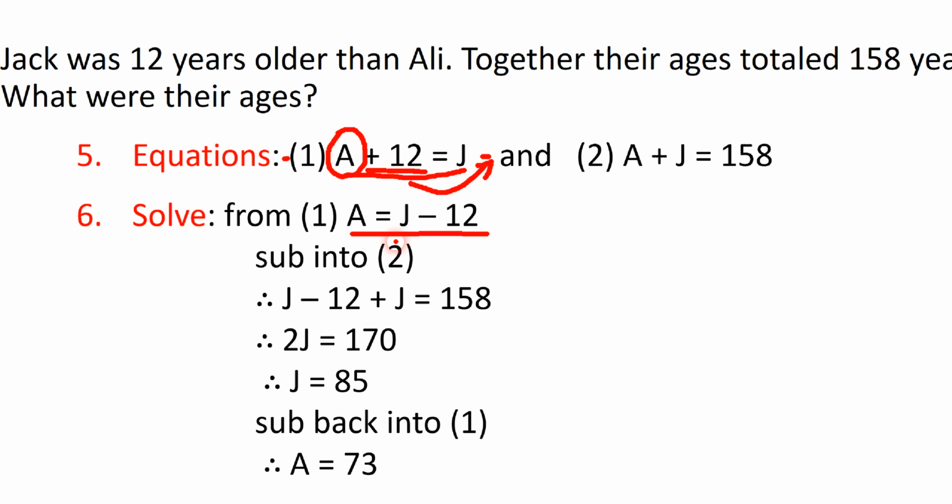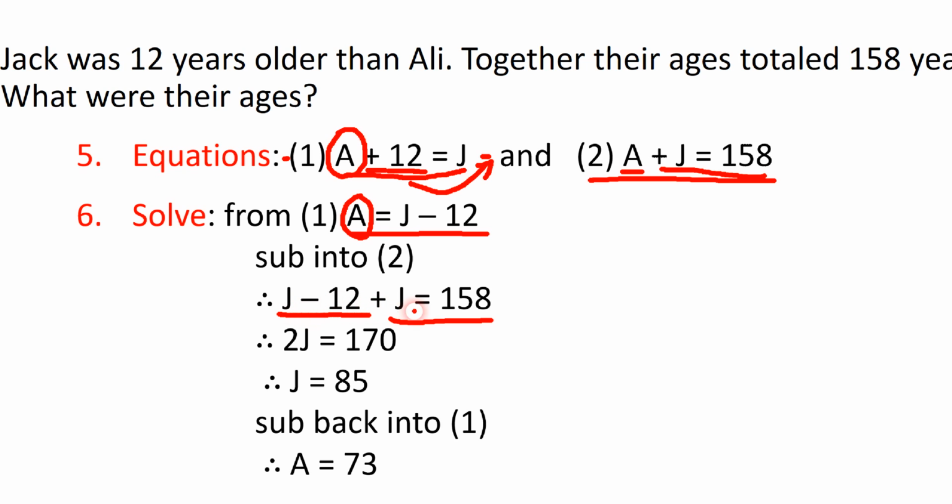So I have a equals to j minus 12, okay? So I have the value of a as such, right? Now I can put this into my second equation. Here is my second equation, okay? What I'm going to do is, in the place of a, I'm going to substitute for its value. So now a became j minus 12. The remainder of the equation just remains the same, plus j equals to 158, okay? So I have this now.